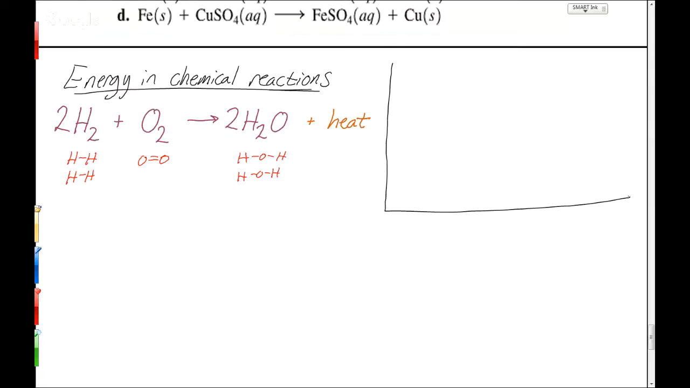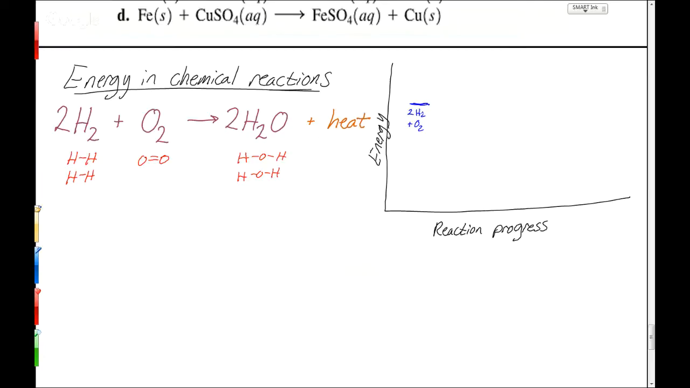The y-axis is energy, and the x-axis is reaction progress. So the reaction is progressing from left to right. It's starting on the left and then going to the right. In this particular reaction, we start with some reactants. Let's say we start with reactants at this energy level. And this would be the 2H2 plus O2. So that's our reactants. And then the reaction occurs, and we're left with the products, which is water.